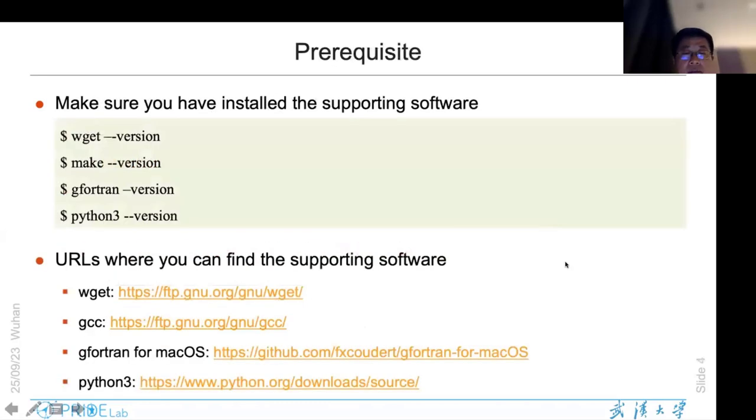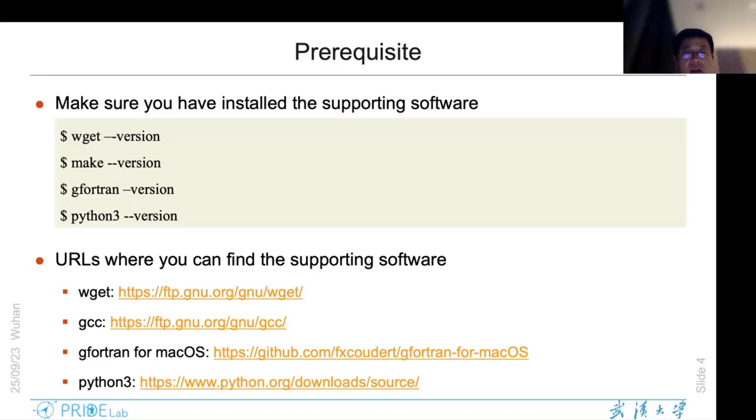So before you install this software, just make sure you have the supporting software installed on your machine. For example, the wget software, the make software, the gfortran compiler, because most of the software is written in the Fortran 95 language, and then you have Python 3 installed to plot some of the results visually.